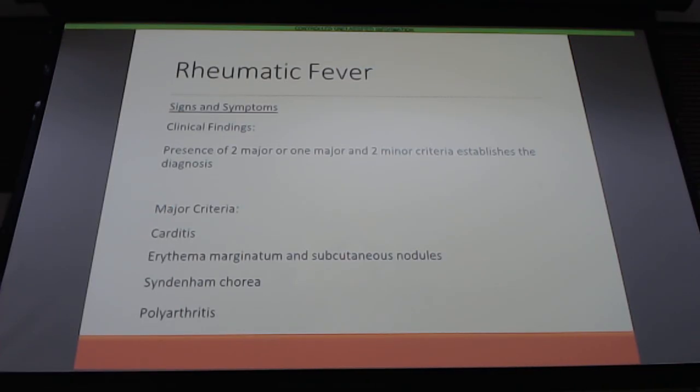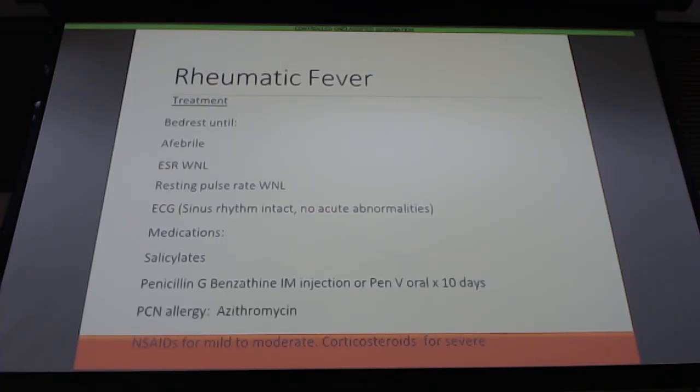Any other questions? Yes, no? So what are we going to do to treat?